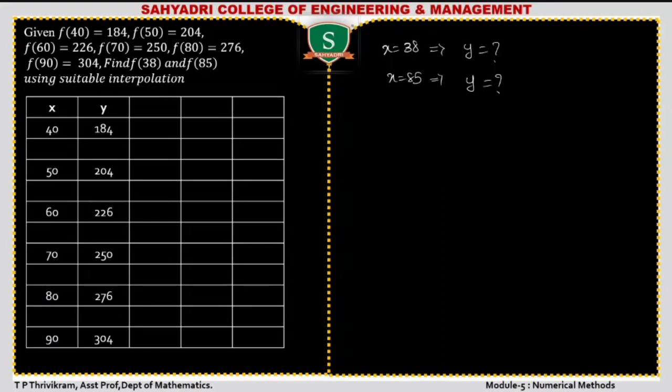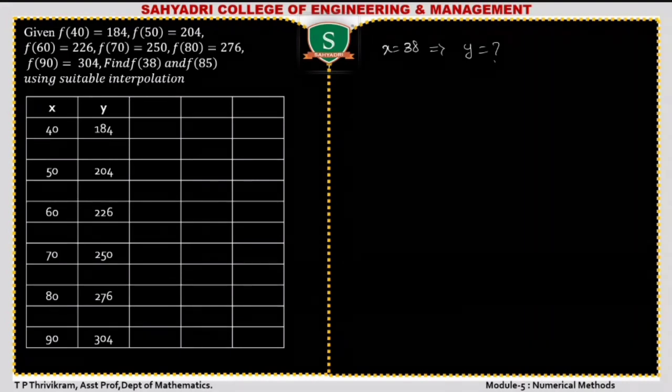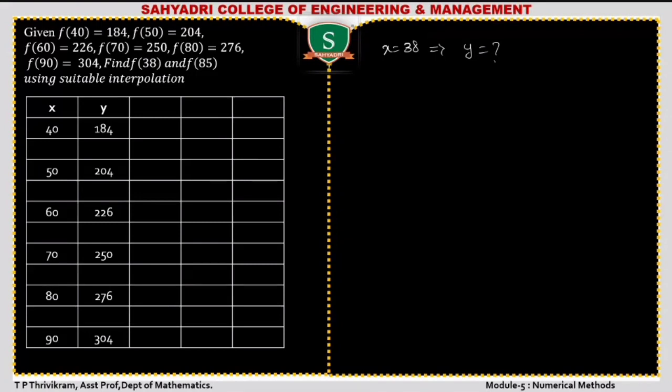So how will you decide which interpolation will be suitable? Based on the x value, right? So where does this 38 lie? Is this less than 40 or greater than 40? Less than 40. So it is less than 40, which means the next values we know. That means we have to do forward interpolation.